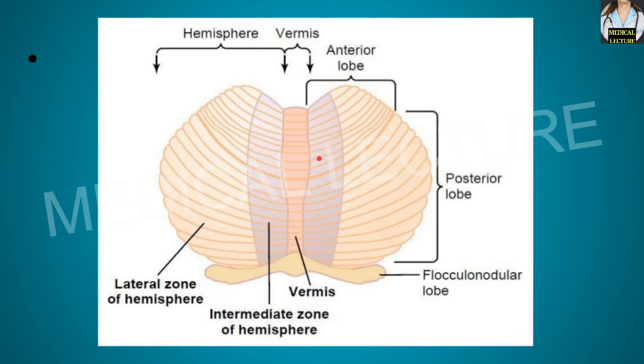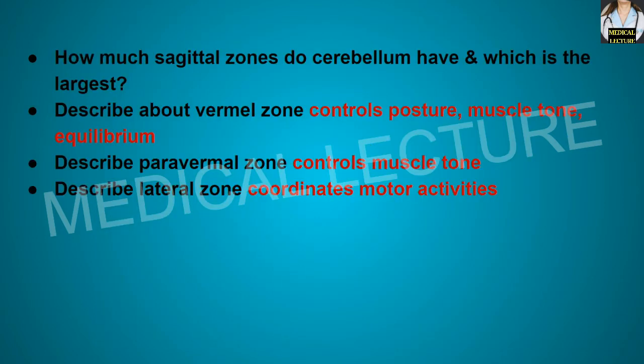Now next is the paravermal zone. The paravermal zone is lateral to the vermal zone, as you can see over here, and it is emboliform and globose in connection. Now next is the lateral zone. The lateral zone is the largest zone, and it is dentate in connection. Now the functions of these zones. The vermal zone controls the posture, muscle tone and the equilibrium, while the paravermal zone controls the muscle tone and the lateral zone coordinates the motor activities.